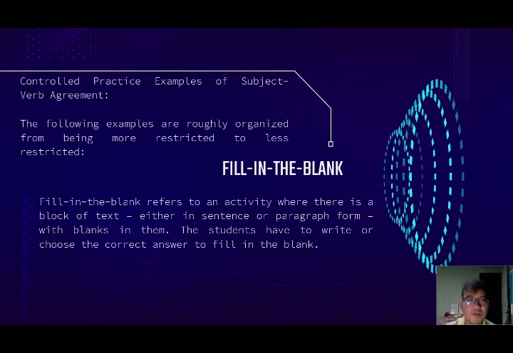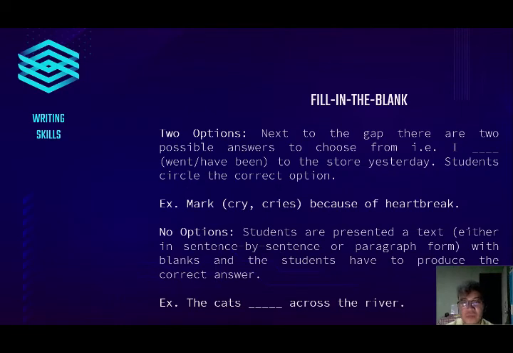Okay, another one is the fill in the blank. This is also one of the common assessments or activities that we have been using. Fill in the blank refers to an activity where there is a block of text, either in sentence or paragraph form, with blanks in them. The students have to write or choose the correct answer to fill in the blanks. So we have here different types of fill in the blanks. We have here the two options.